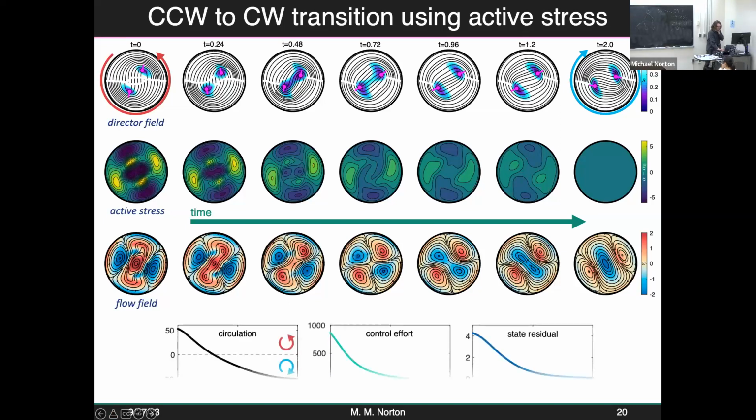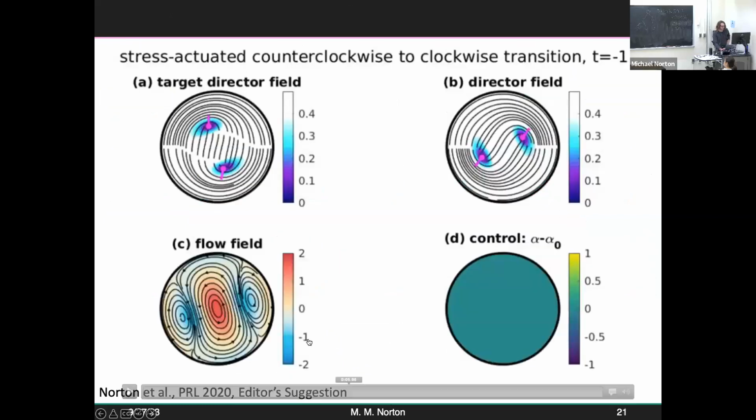We can also look at these net metrics of how the system is progressing. So the circulation, we can see when that changes sign. We can look at our overall control effort. We see that initially there's a big push with the active stress, and then that tapers off. And we can also see how the system approaches where it needs to be over time.